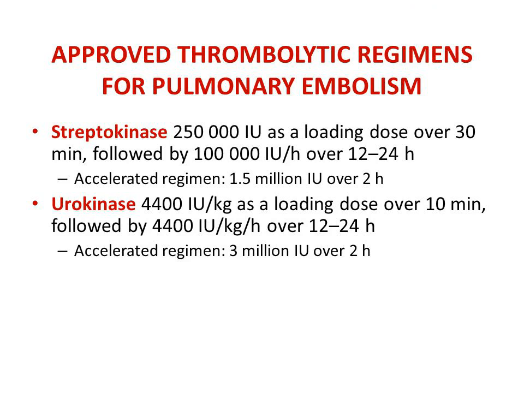Approved thrombolytic regimens for pulmonary embolism. Streptokinase 250,000 IU as a loading dose over 30 minutes, followed by 100,000 IU/H over 12 to 24 hours. Accelerated regimen, 1.5 million IU over 2 hours. Urokinase 4400 IU/kg as a loading dose over 10 minutes, followed by 4400 IU/kg/H over 12 to 24 hours. Accelerated regimen, 3 million IU over 2 hours.